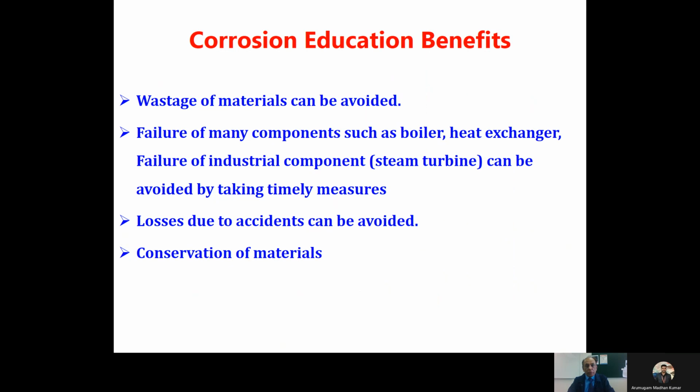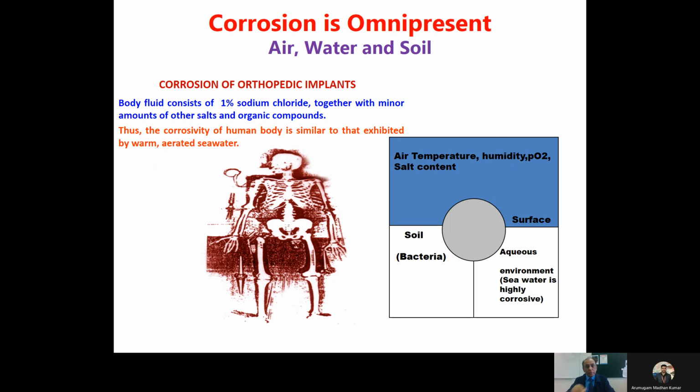What is the importance of corrosion studies? We can avoid the wastage of material by the study of corrosion, and we can also avoid the losses occurring due to corrosion. Corrosion is omnipresent. Corrosion takes place in air. It can take place in water as well as soil. And you can also see corrosion may take place in the human body. Here I have shown steel structures in the human body, and they also undergo corrosion in presence of body fluid.